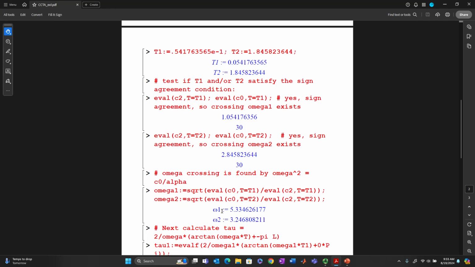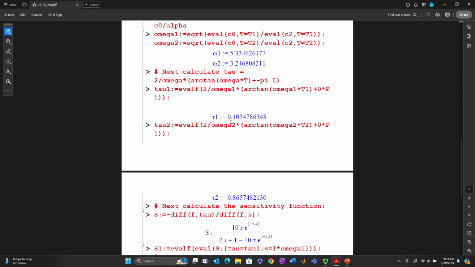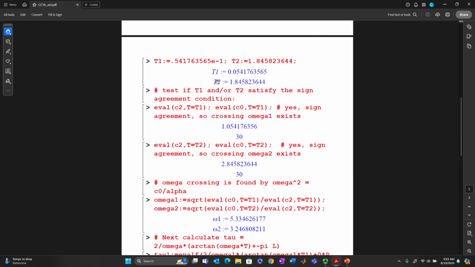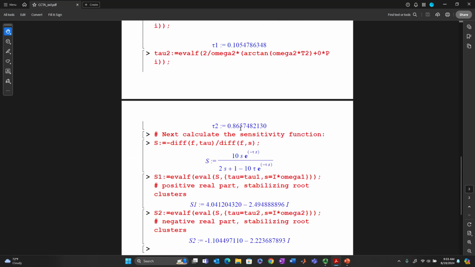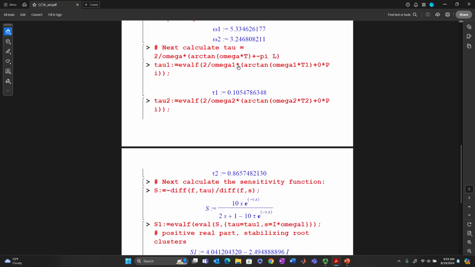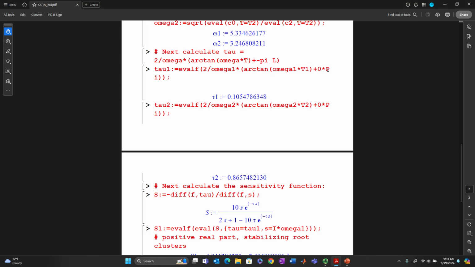And remember now we have a T1 value, 0.05, corresponding to an omega 1 value 533. So I use that omega 1 and T1 in the arctangent formula to calculate the delay value, tau 1. And then I calculate the tau 2 value using T2 and omega 2 using the arctangent function, here 0.86. Of course, these are not the only delay values because these are actually the kernels. And I actually check them because if I add another pi or if I subtract another pi, they will become either negative or they become much larger than these values. So these are the minimum positive values. So these are the kernels.